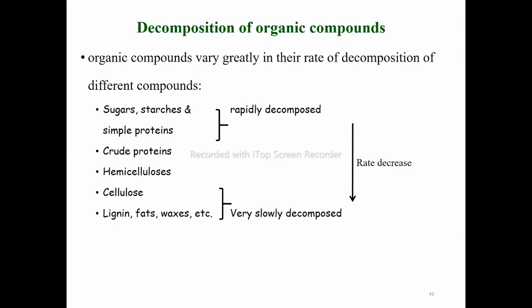They may be degraded very easily compared to the crude proteins and the hemicelluloses. They are slowly degradable materials: the cellulose, lignin, and the fats. Lignin is also plant material, and it is very difficult to degrade. Even a very rare number of microorganisms can produce lignin-degrading materials. In this order, the rate of degradation decreases.